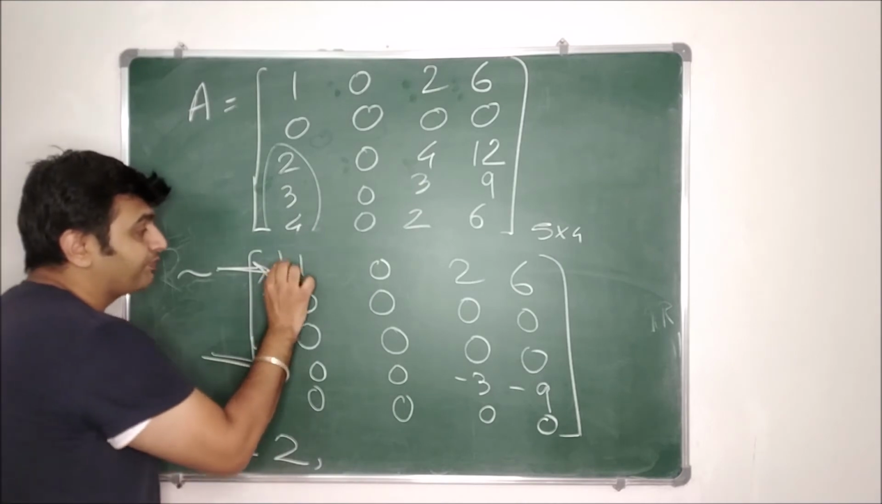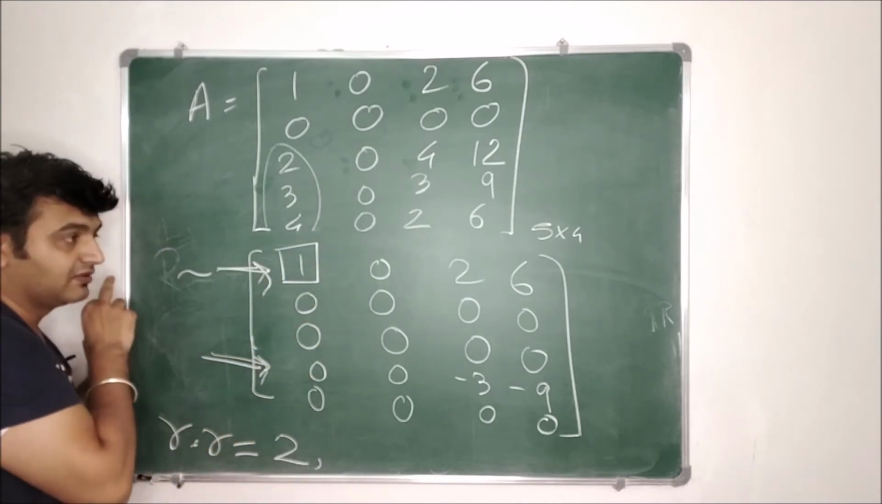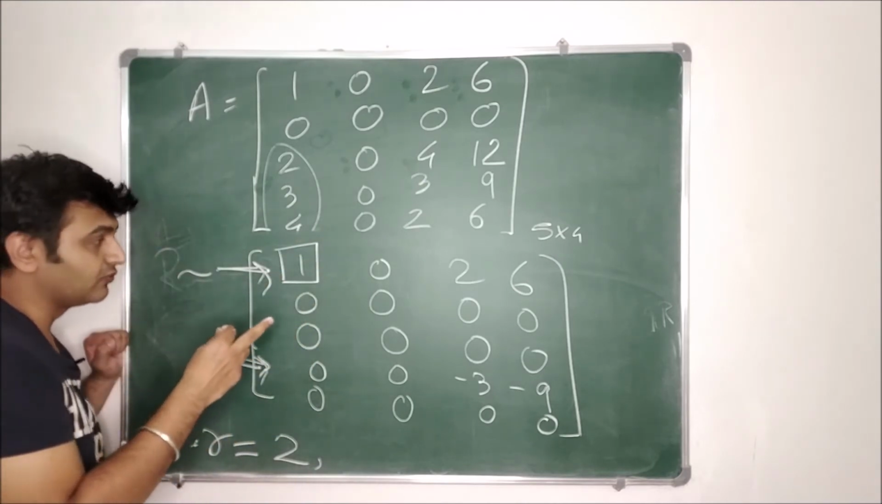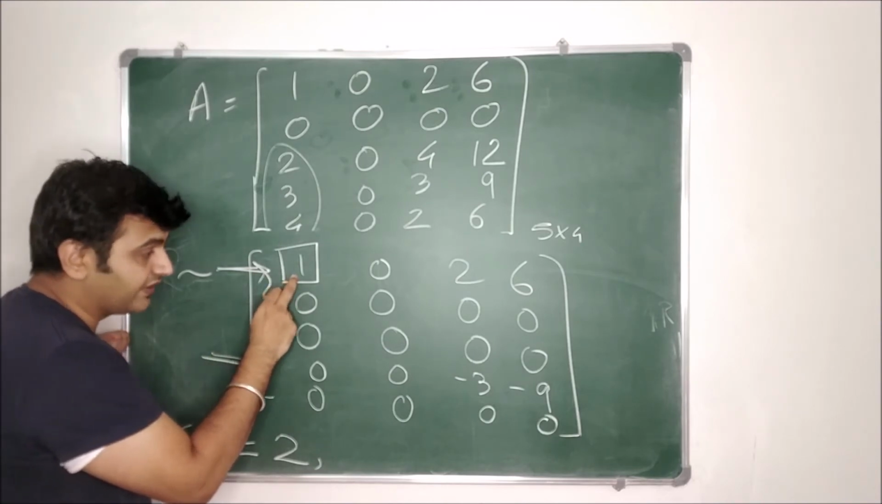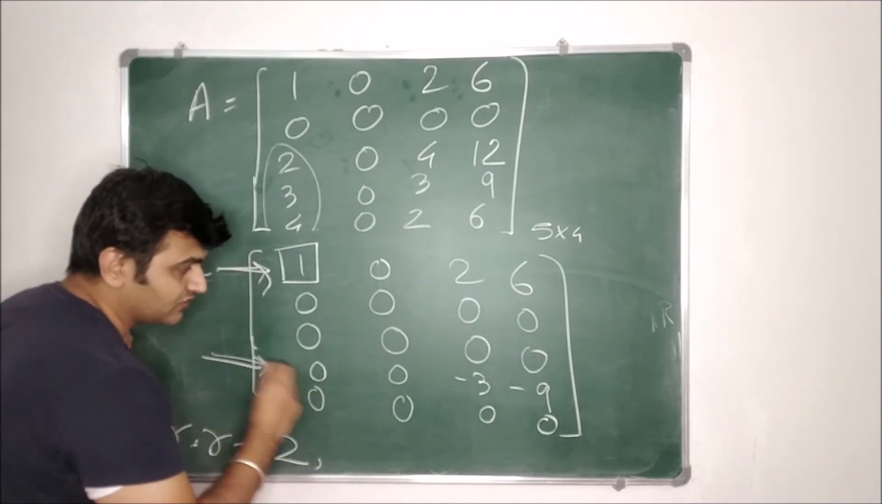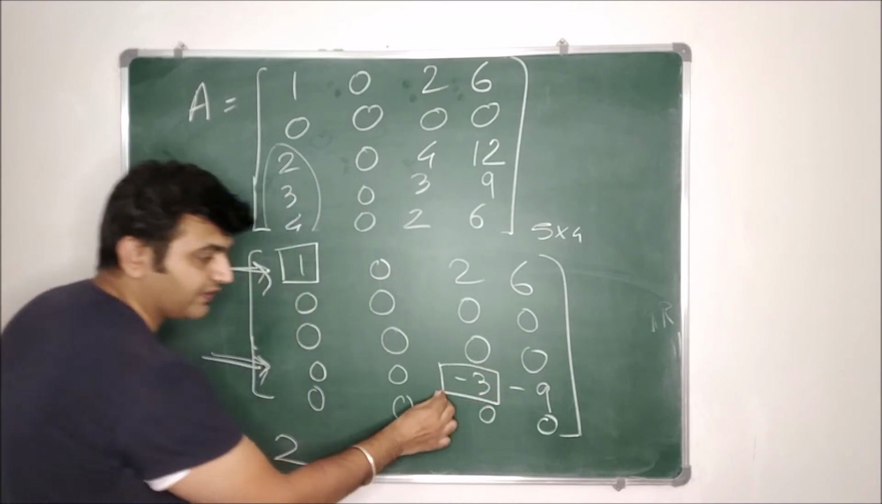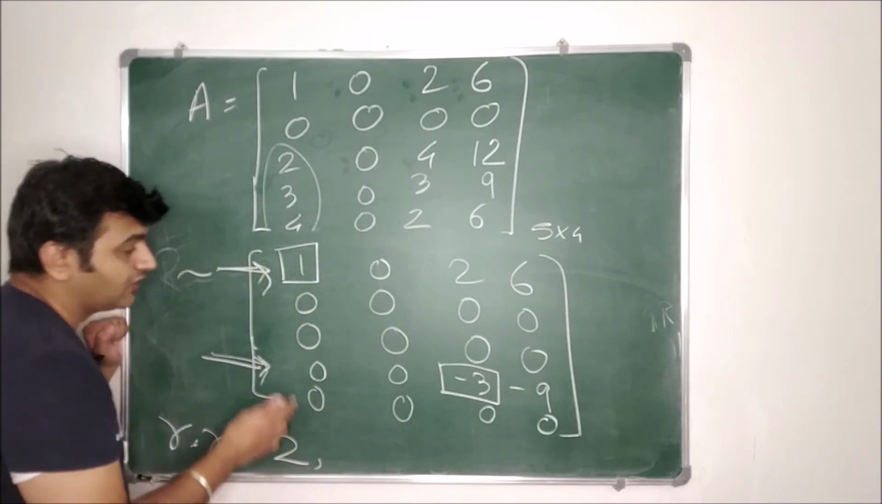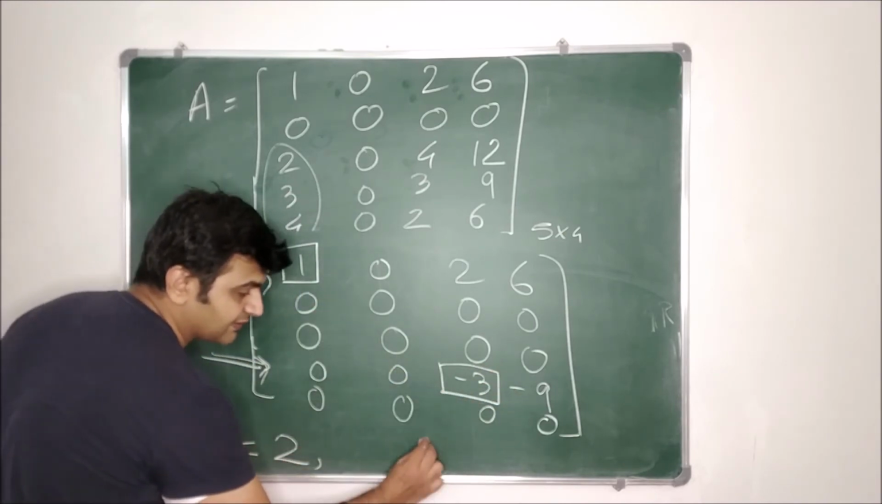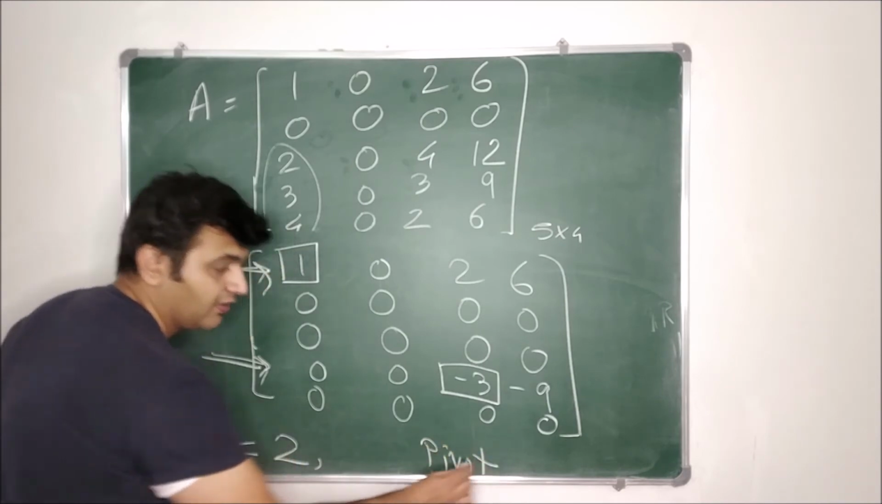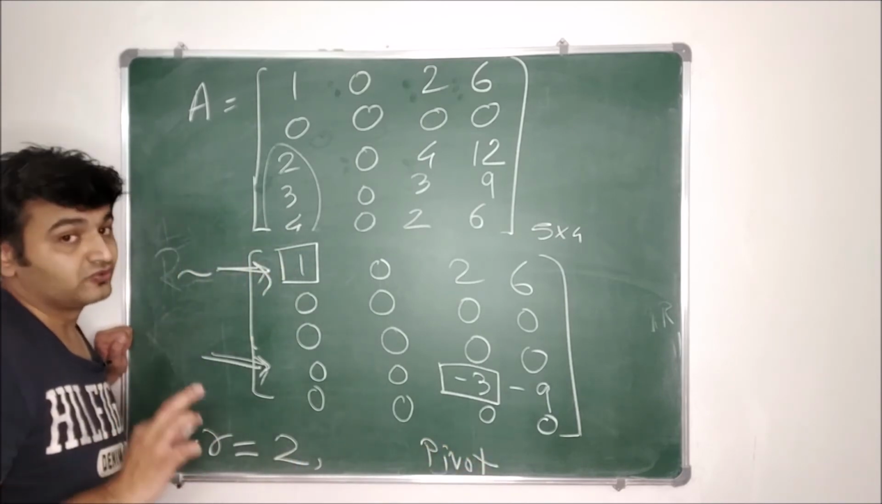So how can you say the column rank? You see the number of pivot entries. Pivot entries means you see a row, see the leading non-zero entry. So this is a non-zero entry. There is no non-zero. Here there is a non-zero entry. Here there is no non-zero. So as you can see, there are two pivot entries. So therefore column rank is also 2.